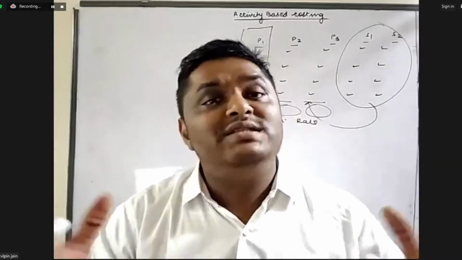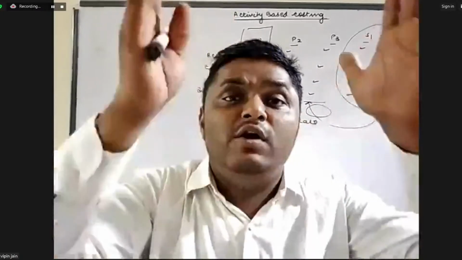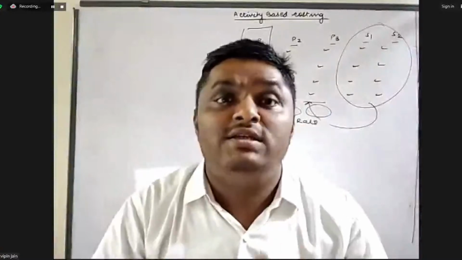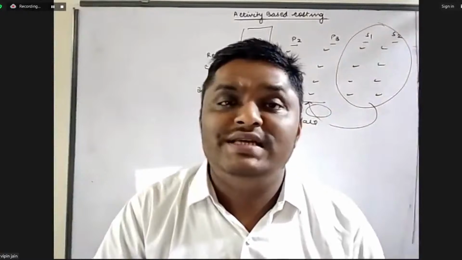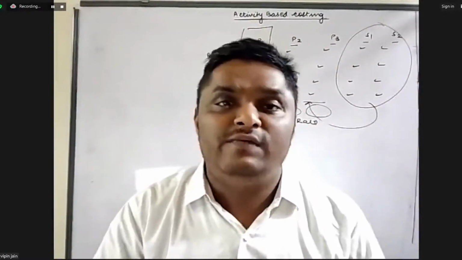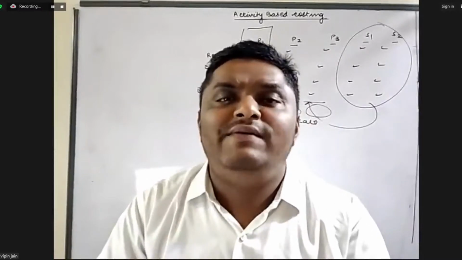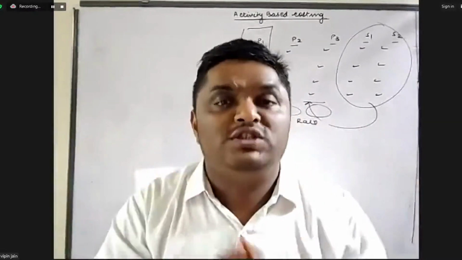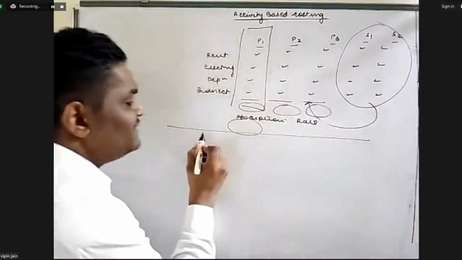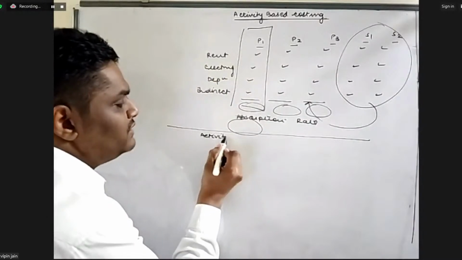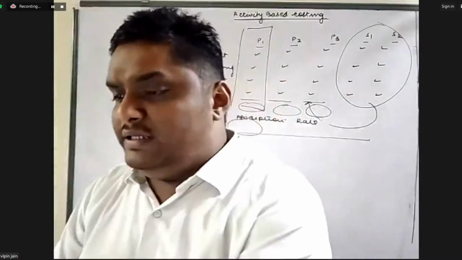Now, what is the approach of activity-based costing? Activity-based costing says that instead of absorbing all the overheads using a single base, better identify the activities of the organization. And all the costs that are associated with the activity will be grouped together to form a cost pool. I repeat again, first identify the activities of the organization.